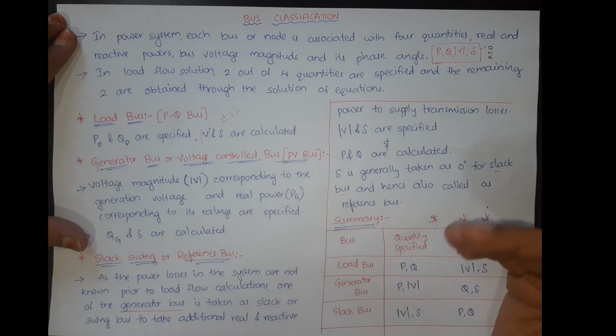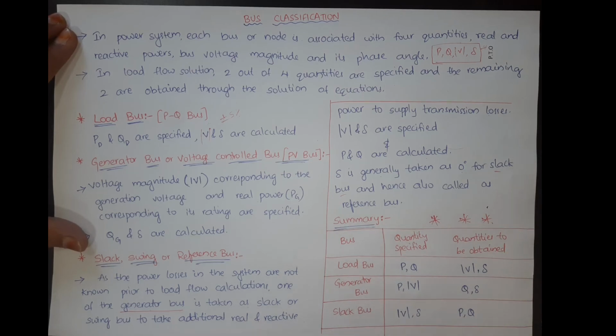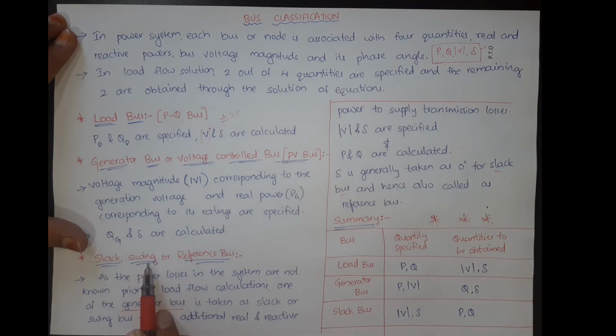Why? Because its value will be swinging according to the solution of our load flow equation, right? It is not constant. We'll be seeing that for each and every iterative method, there are a few iterative methods, after each step we'll be having some value. This swing or slack bus will be replacing that value at each step, so that it comes as a swing bus. Its value is not fixed, so it is taken as slack or swing or reference bus.